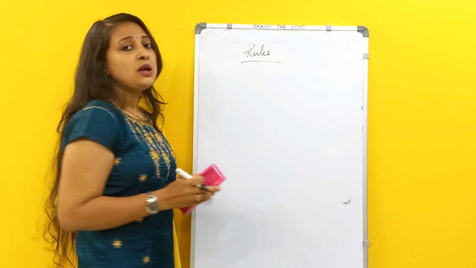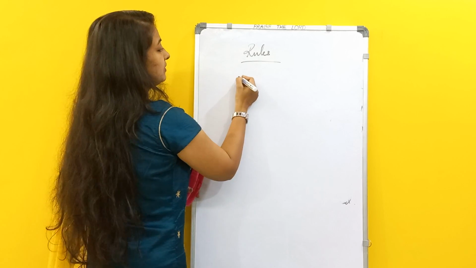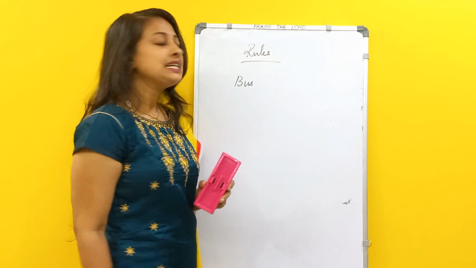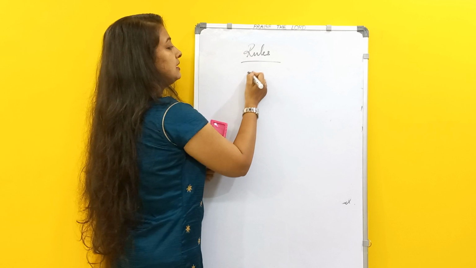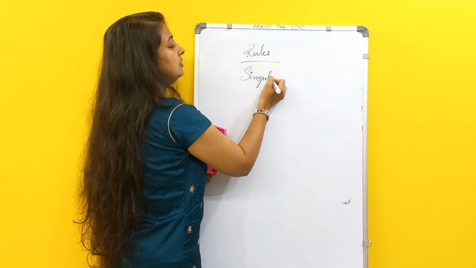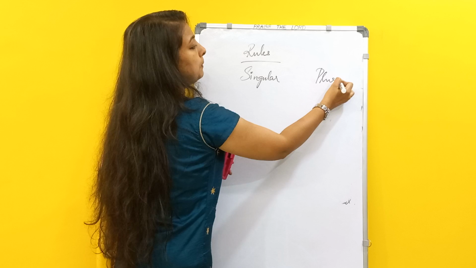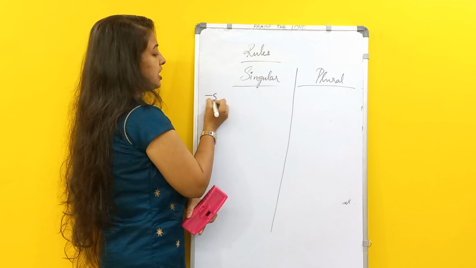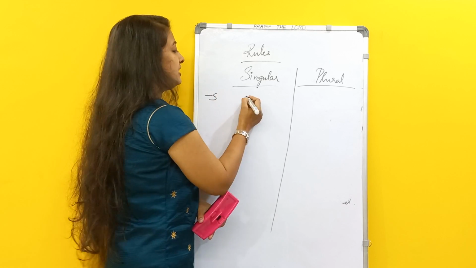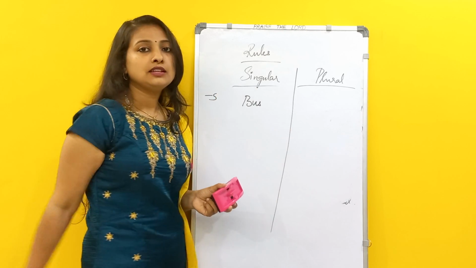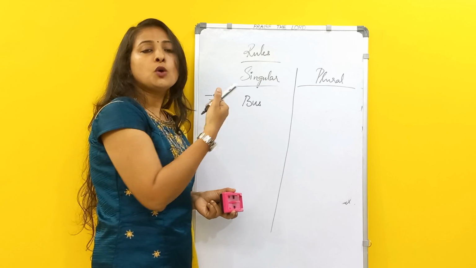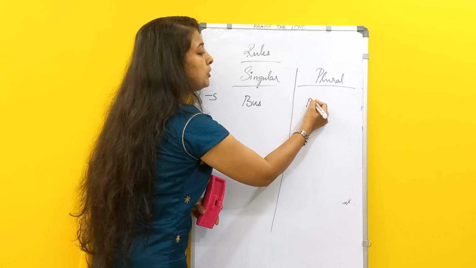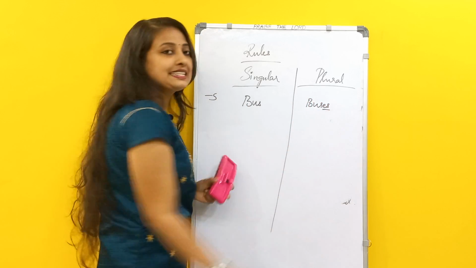Remember, I have told you about when a noun ends with S. Suppose bus. Bus is singular. Here I am writing the singular and the respective plural. Now we are saying with rules. If a noun is ending with S, for example bus, the rule is you have to add ES at the end. So the plural will be formed by adding ES at the end.